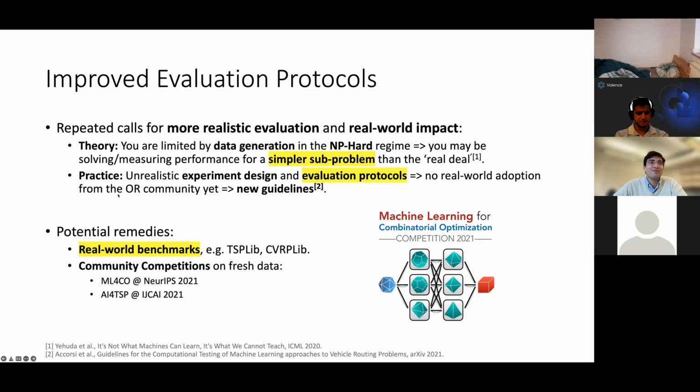Then when we think about practice, there have similarly been complaints from the OR community that the evaluation protocols are not very sensible, and there has also been a new set of guidelines to try to make this stuff really practical, including some competitions at top conferences as well.